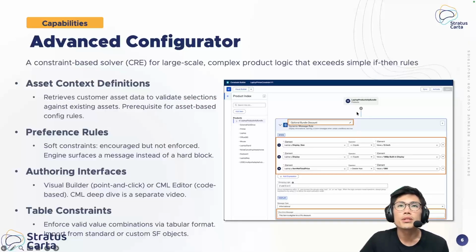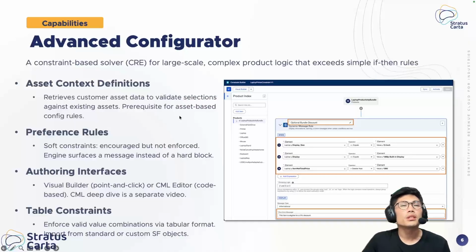On the right side, you would see this is the constraint builder, and right now we're looking at its visual builder. It's a point and click tool. You're able to select the product over here, and you can set different types of rules. And in this example, this is a message rule, and you have the conditions. You can also set actions and messages from here. You have a much more wide selection of options compared to the configuration rule in the previous slide.